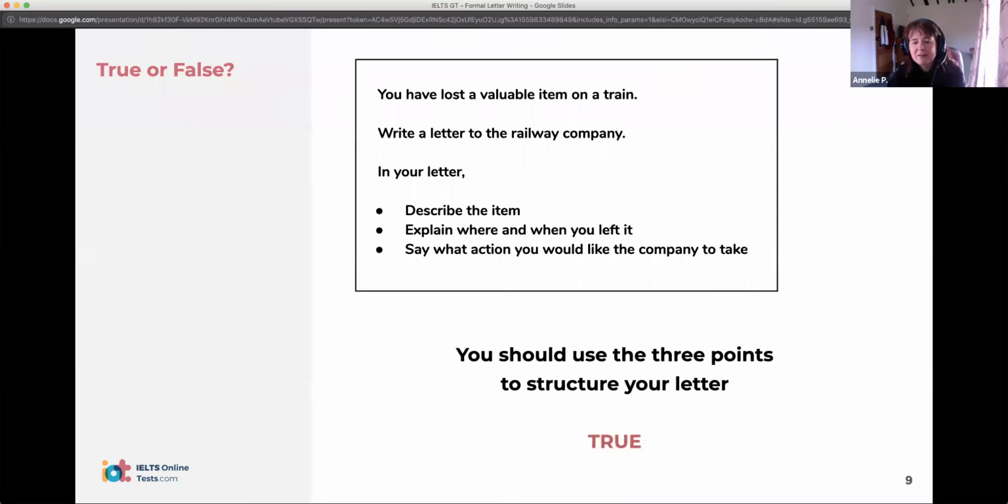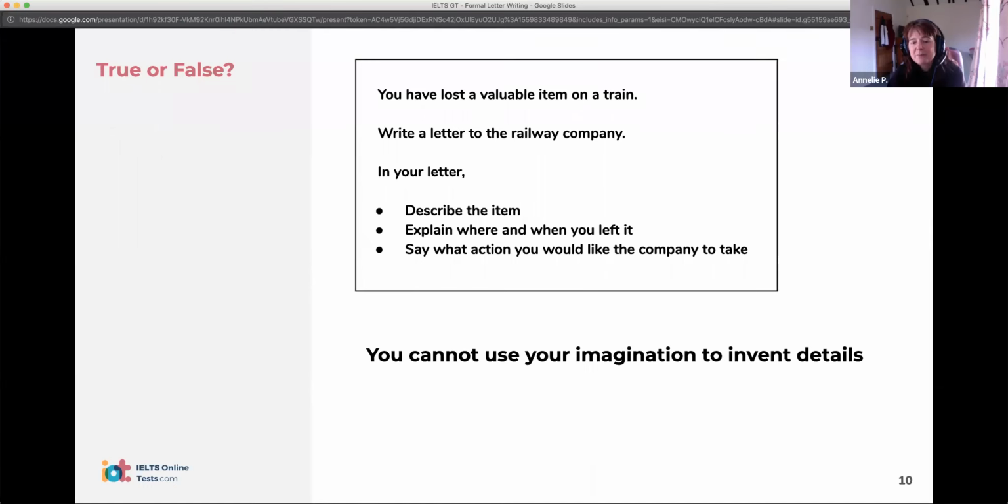You are not allowed to make up details. You have to be factual. You have to talk about something real. That's false. The only way you can do it is to create some information there. It doesn't matter at all as long as it makes sense. You must use your own name at the end of the letter.